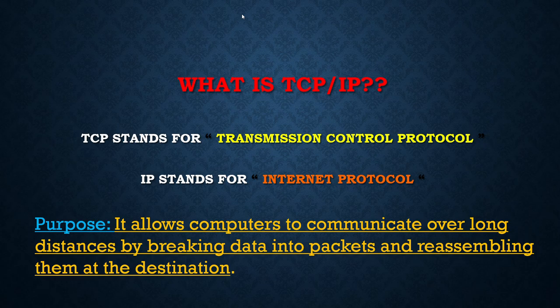What is TCP and what is IP? TCP stands for Transmission Control Protocol and IP stands for Internet Protocol. TCP is also a part of Internet Protocol. The purpose of TCP and IP is that it allows computers to communicate over long distances by breaking data into packets and reassembling them at the destination.